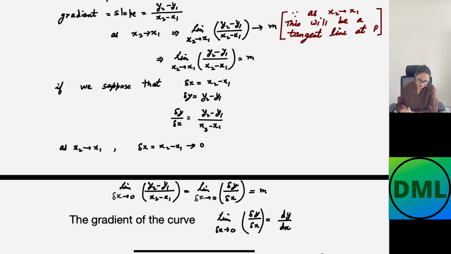The gradient of the curve, when you put the limit delta x tends to 0, delta y by delta x will be written as dy by dx. This is the derivative of the function y, or you can say the differentiation of y.